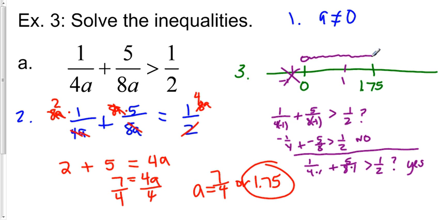Do I put an open dot or a closed dot on 1.75? Well, 1.75 was the solution here. So when you plug it in, you're going to equal 1/2. But look at my symbol. It's greater than 1/2, not greater than or equal to.